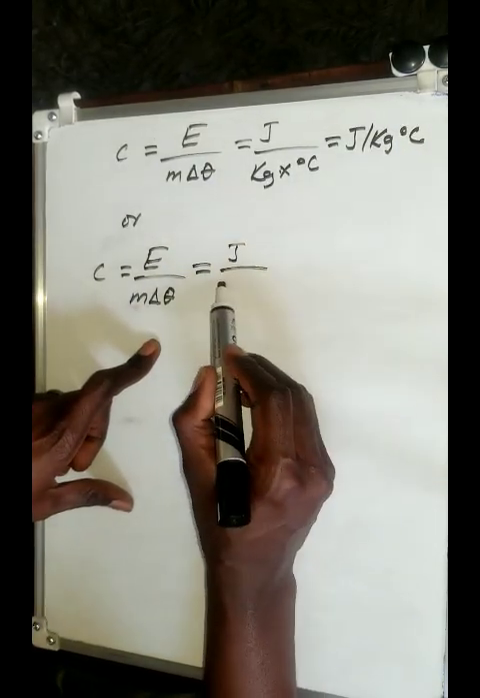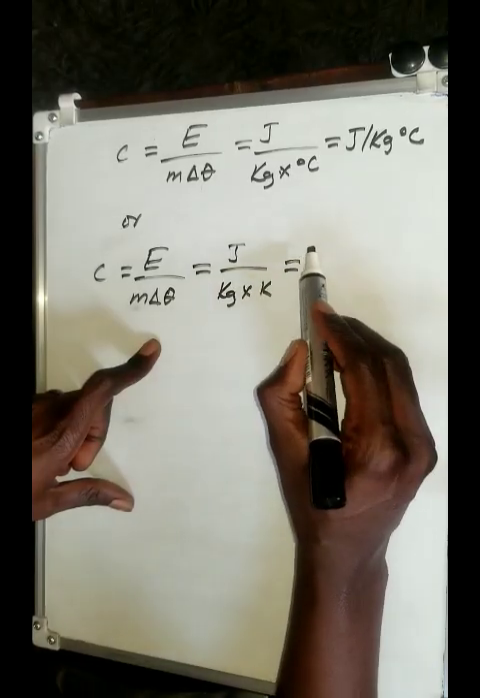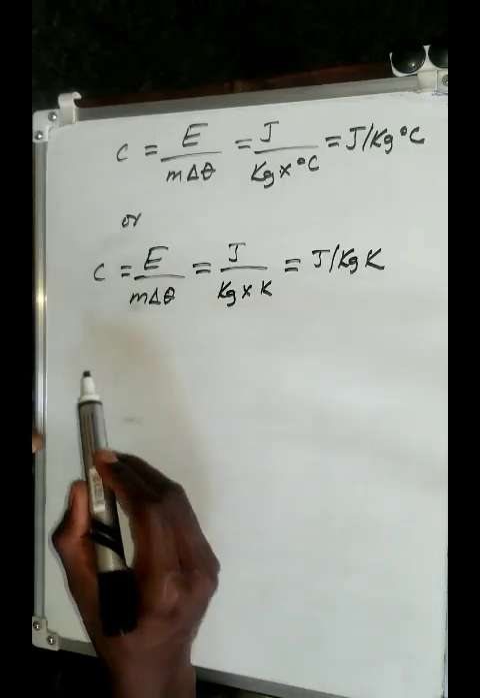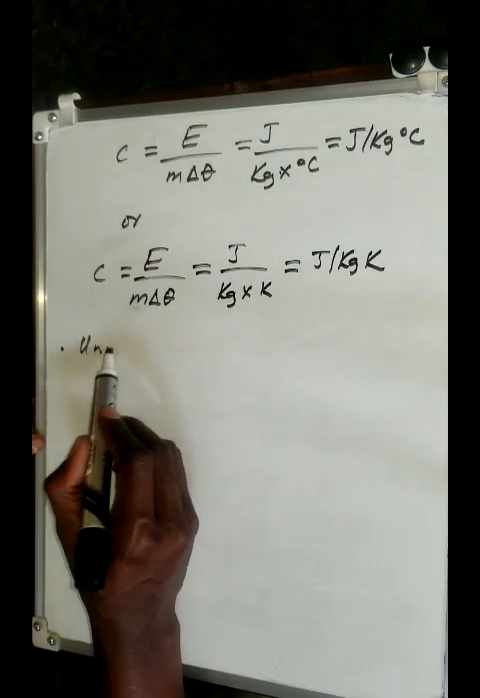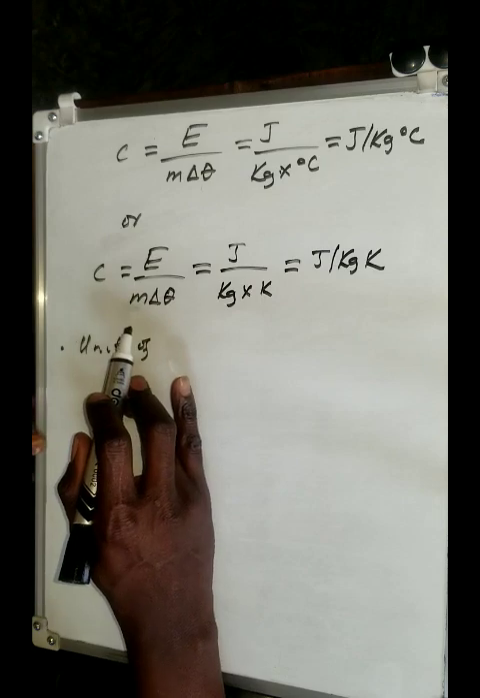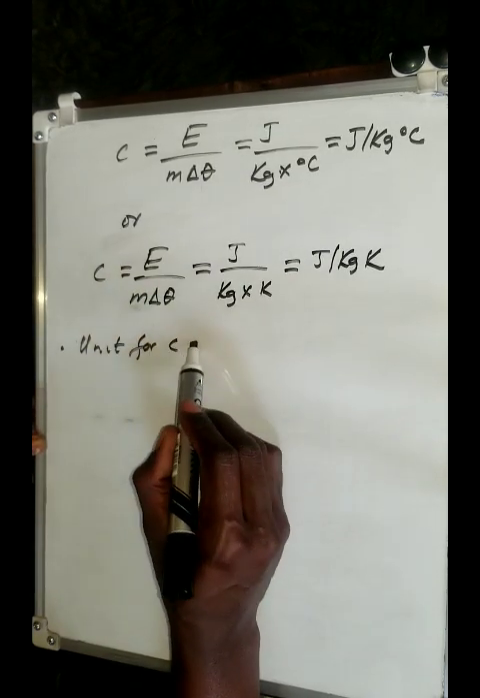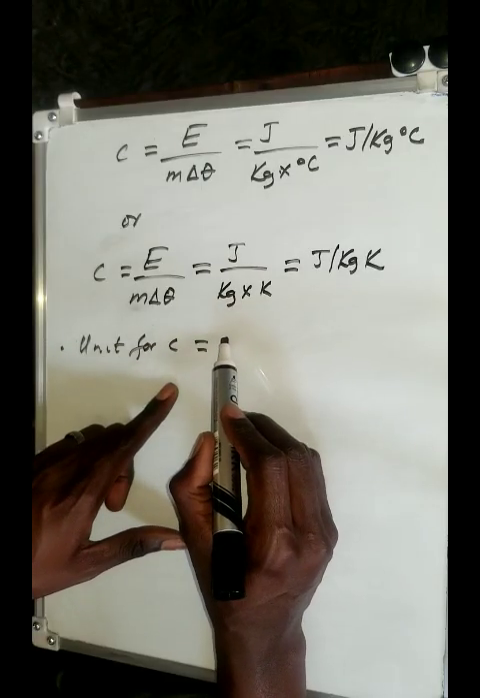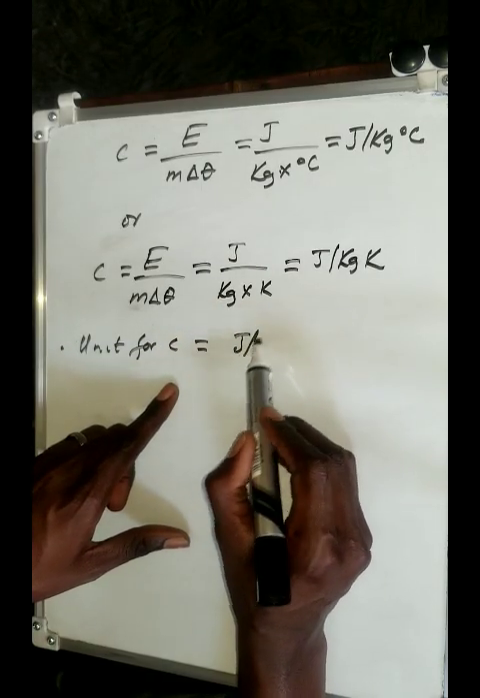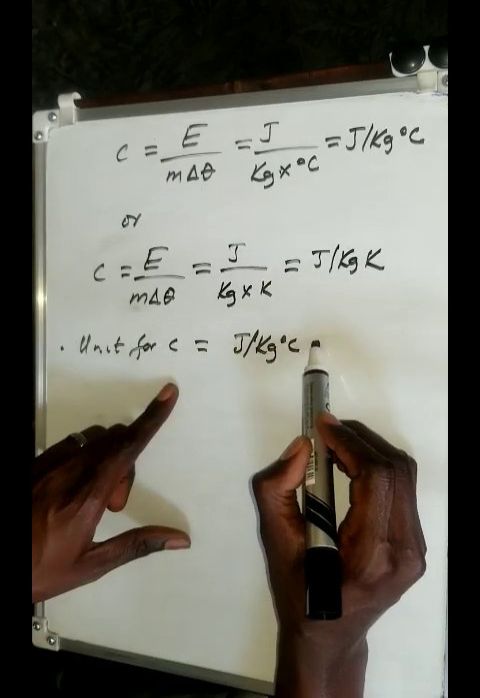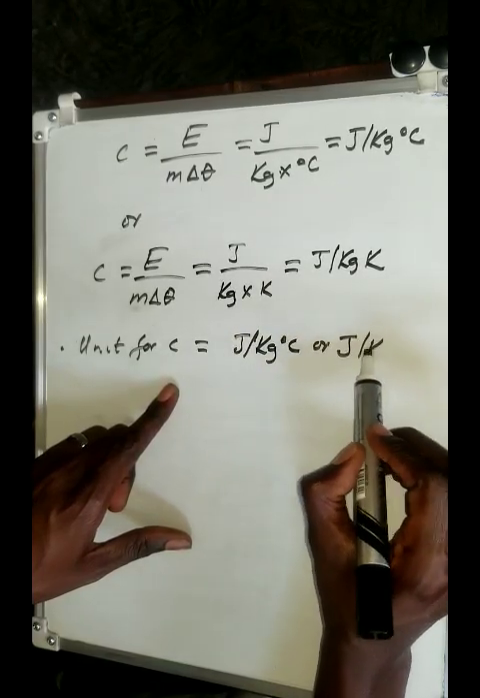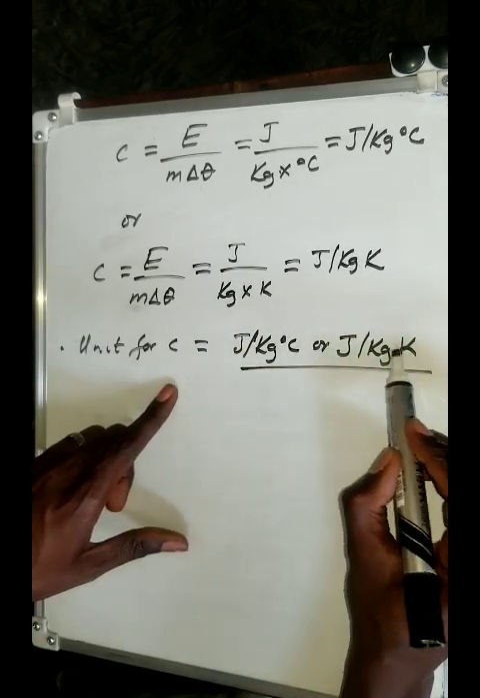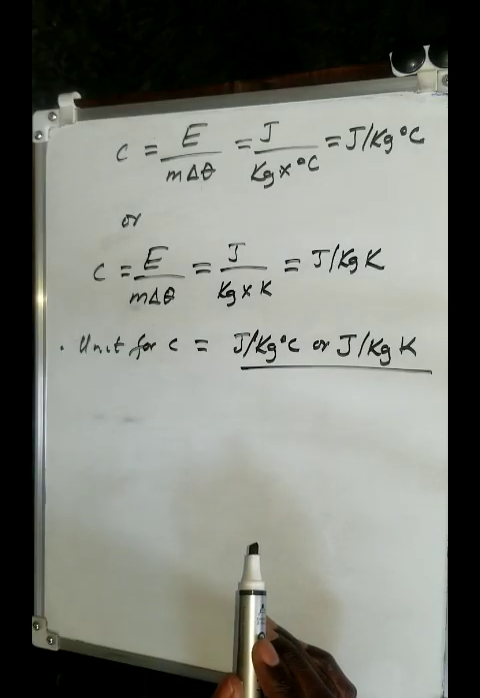So it could be joules, the mass in kg and the Kelvin. So it would be joule per kg Kelvin. So that is what you can use. So I can simply say in summary that the unit for specific heat capacity, represented by small letter c, is simply joule per kg degrees Celsius, or you can use joule per kg Kelvin. So remember, these are just the same. You shouldn't be confusing them. So that is what you need to remember.